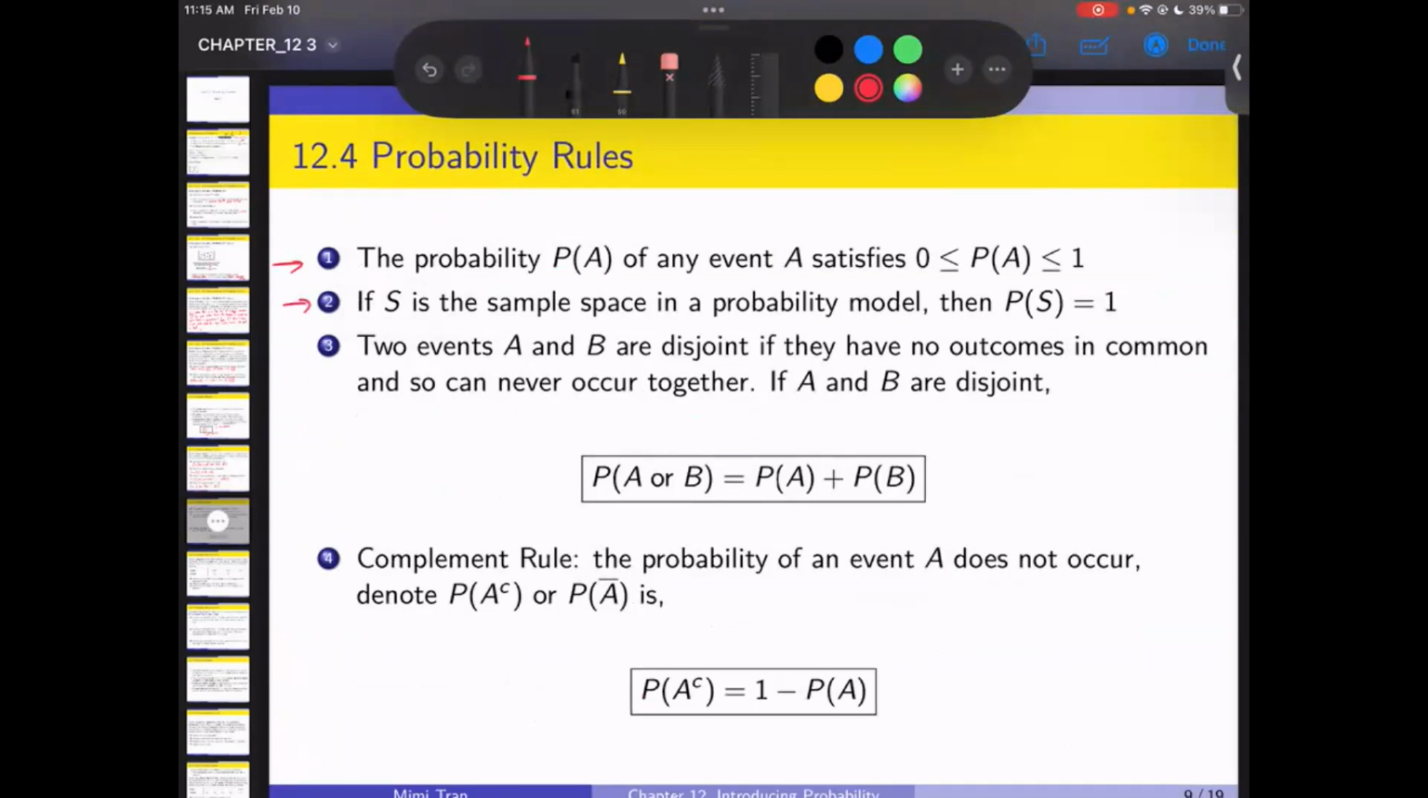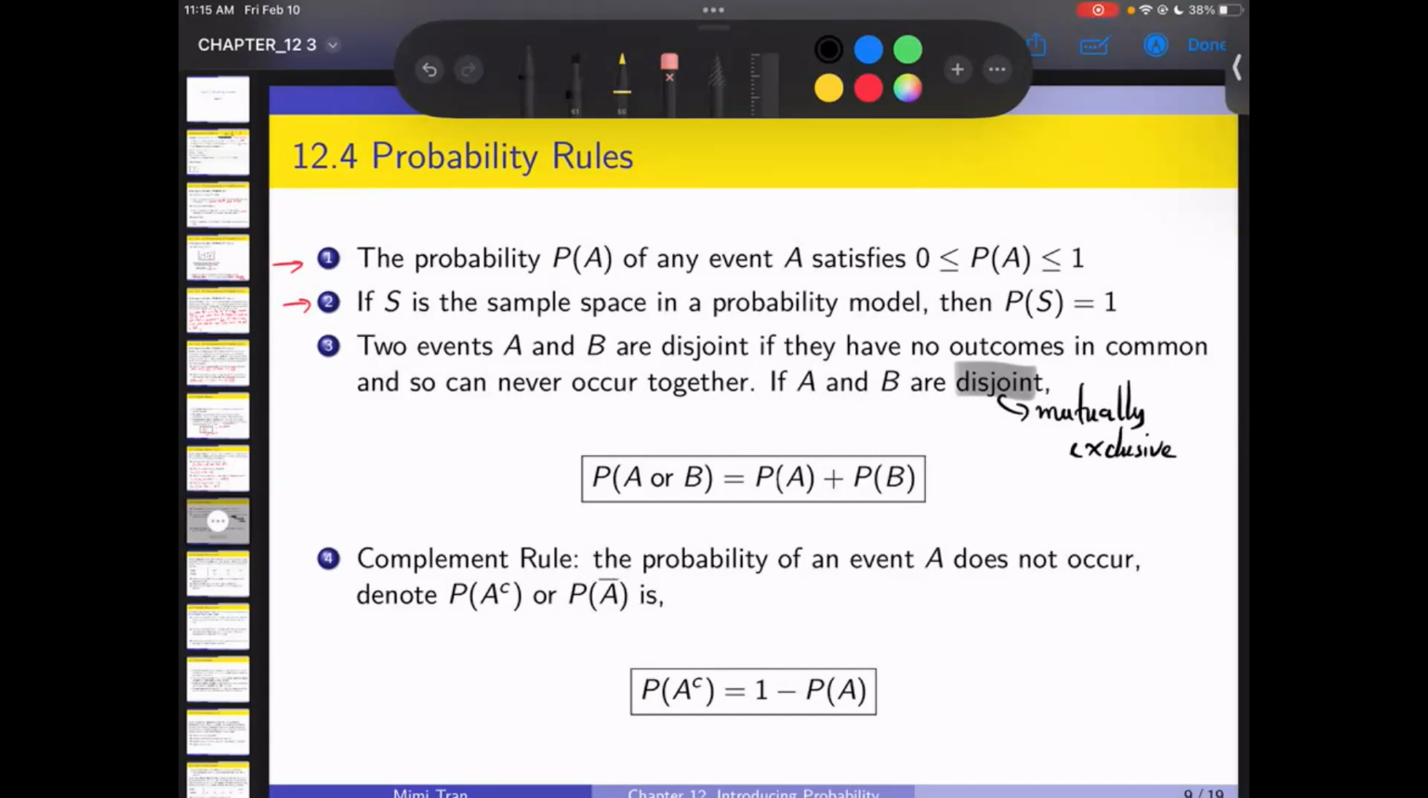Two events A and B are disjoint. Sometimes they call that mutually exclusive. Maybe that word is better for you to imagine. I use disjoint just because it's shorter, but I think mutually exclusive would be the nice way to describe two events that have no intersection. So two events A and B are disjoint if they have no outcomes in common. So they never occur together.